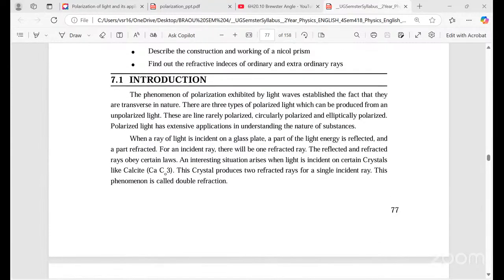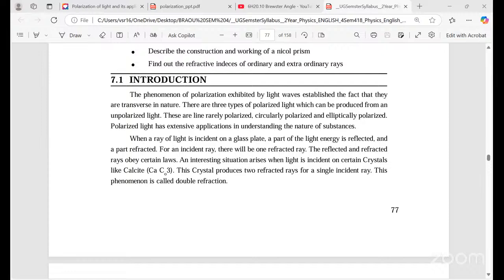Here you have to know about the phenomenon of polarization, which is exhibited by the light waves, which established the fact that they are transverse in nature. Two things you can understand here: one is the longitudinal wave, the other is the transverse wave. Particle vibrations perpendicular to the propagation of light are related to the transverse wave. In a transverse wave, you can observe crests and troughs.